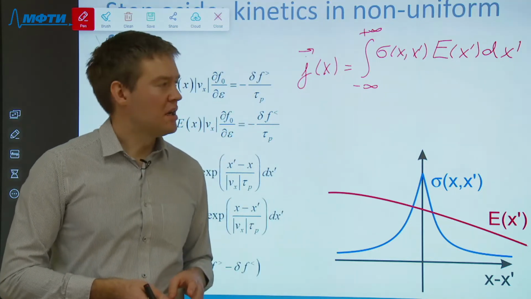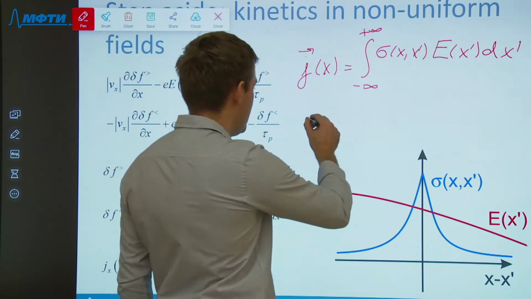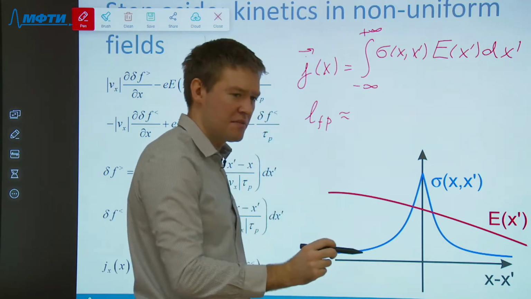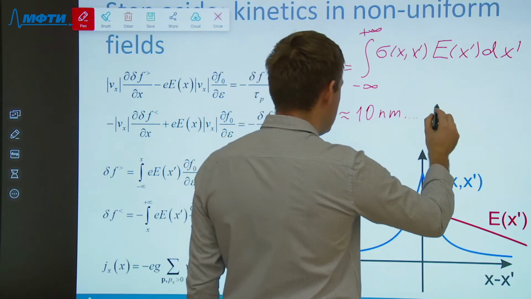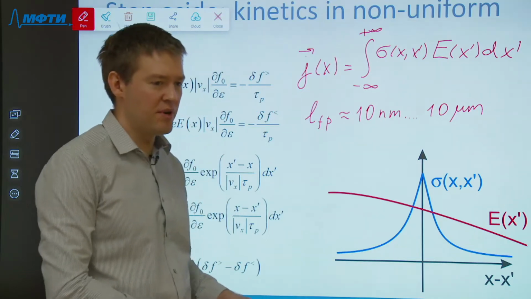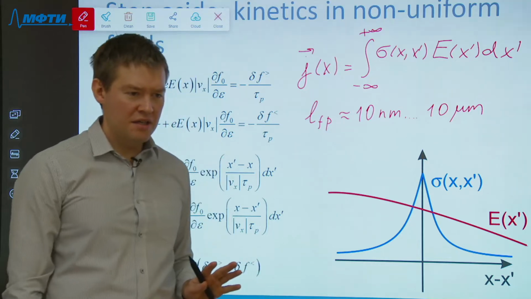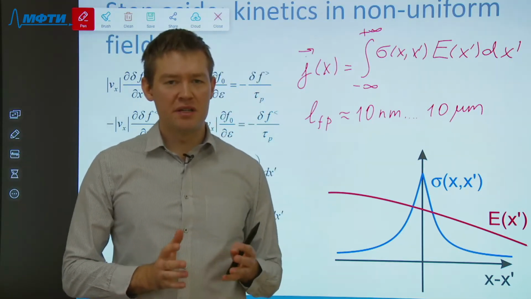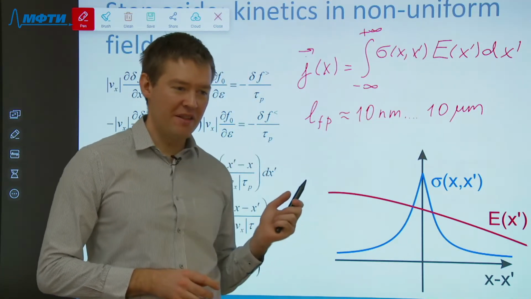But this can depend on the purity of the material and on the temperature, but free path in kinetics problems can range from tens of nanometers to tens of microns. In very clean semiconductors of extreme purity, it can reach up to 10 microns. And there are some kinds of semiconductor devices that are shorter than these mean free paths.